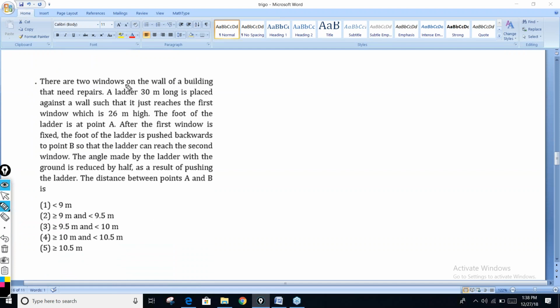Similar kind of question. There are two windows on the wall of a building that need repair. There is a wall, and let's say there are two windows. One is here and one is somewhere here. There is the first window, that is the second window. A ladder 30 meter long is placed against the wall such that it just reaches the first window, which is 26 meter high. It reaches till here, that is 26 meter high.